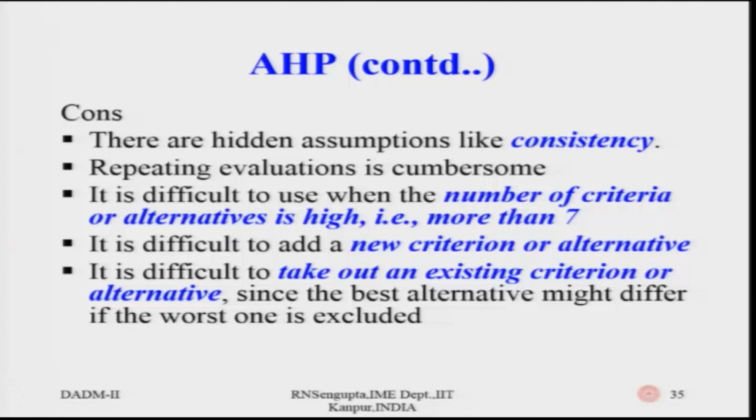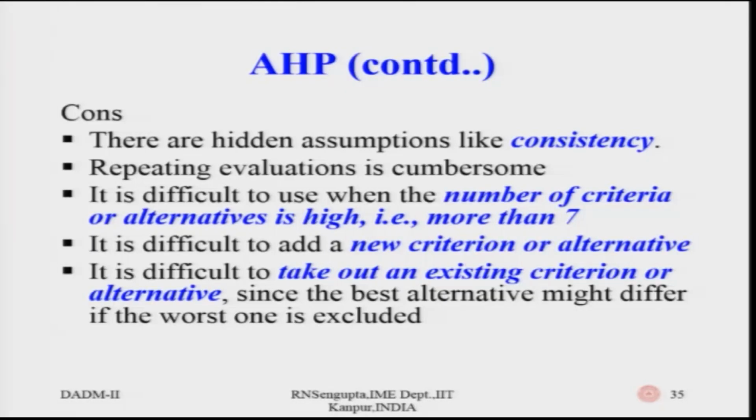It is difficult to use when the number of criteria or alternatives is high, more than 7, because trying to compare 7C2 combinations, taking 2 combinations from a set of 7, becomes very difficult and very confusing when you keep repeating this comparison. It is definitely difficult to add a new criterion or alternative, because the relative ranking of the alternatives and criteria would change. Absolutely true. This is one of the most difficult points for AHP, which does not give it a positive light. Obviously, it is on the negative side, but still AHP is used quite heavily.